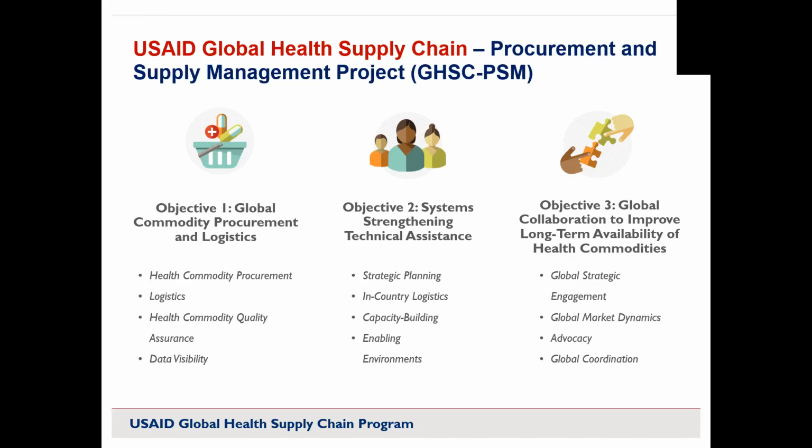In some cases, we are providing our own parallel supply chains where we're responsible for delivering commodities. And in over 30 countries, we're providing technical assistance directly to governments, their parastatals, and their central warehouses on how to improve their supply chain operations. Objective 2 is really where the UAV work sits. And then we have global collaboration as well.